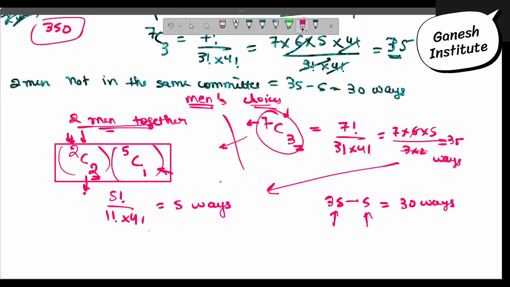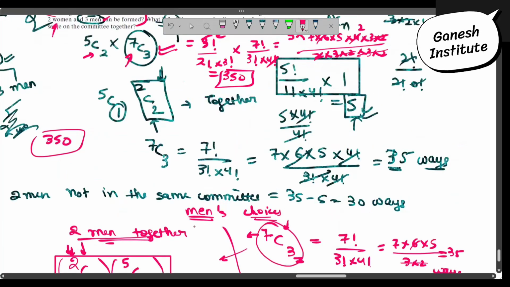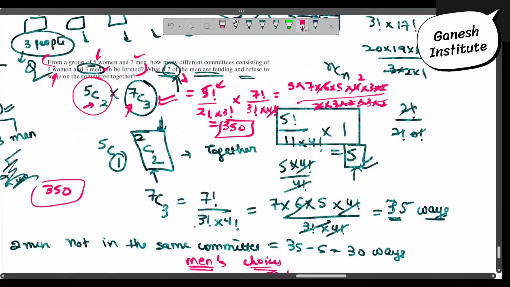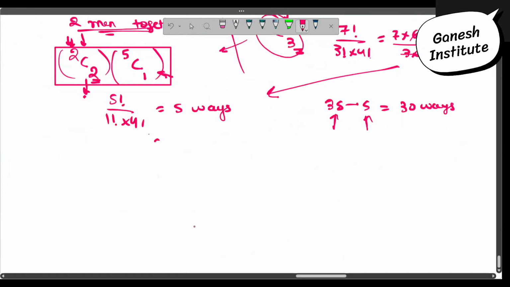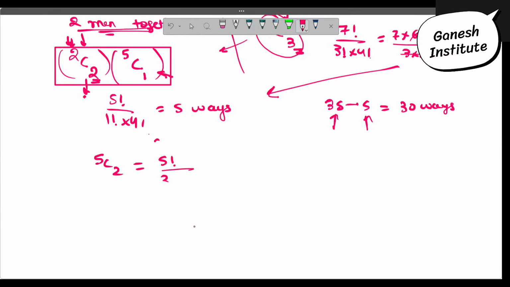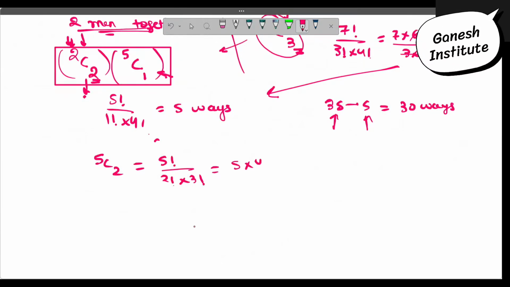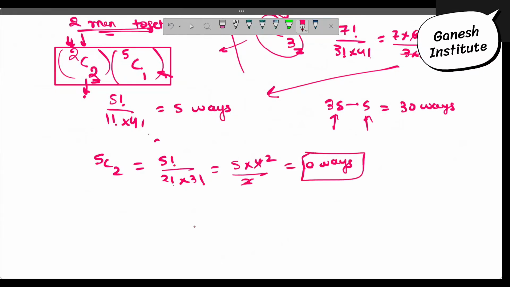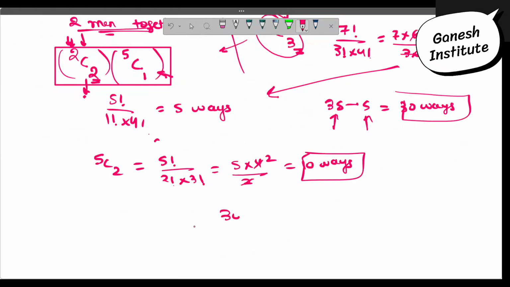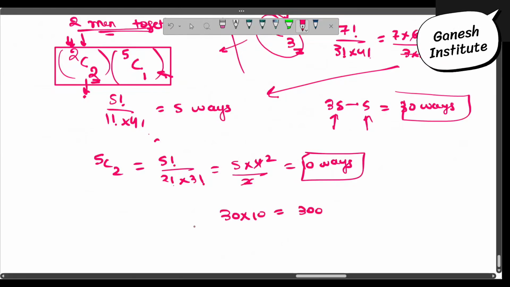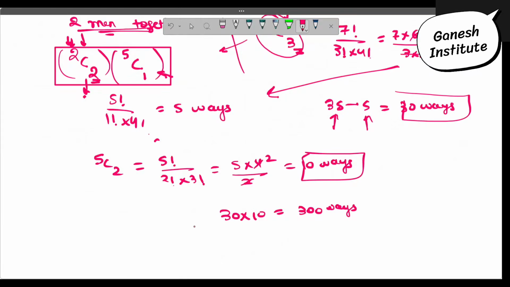But we have females also. And those are how many? 5C2. We don't have any condition for them. So those will be 5 into 4, 3 factorial, 3 factorial gone, 10 ways. So now you can use the counting principle. 30 into 10, 300 ways of forming a committee. Is this fine?